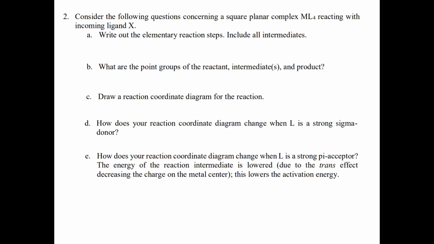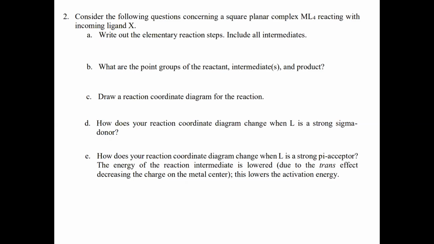Is it like an associative process for square planar? Yeah, that's right. So you're just having the incoming ligand forming a square pyramidal complex, and then after the departing ligand L will leave. So then you're left with an ML3X compound. So I guess the next question would be, what are the point groups of the reactant, intermediate, and the product?